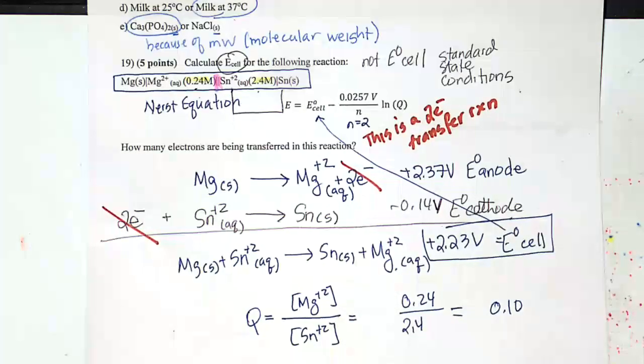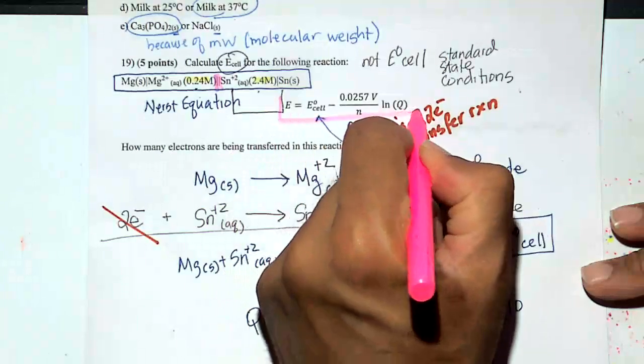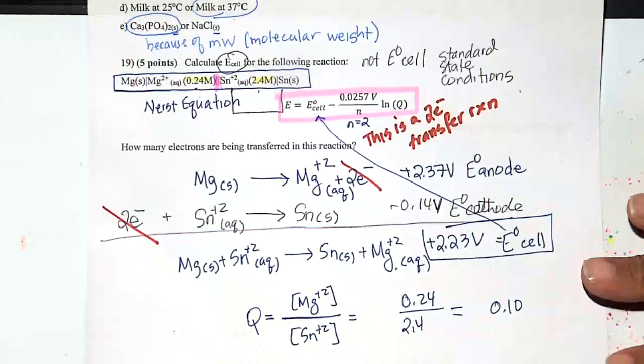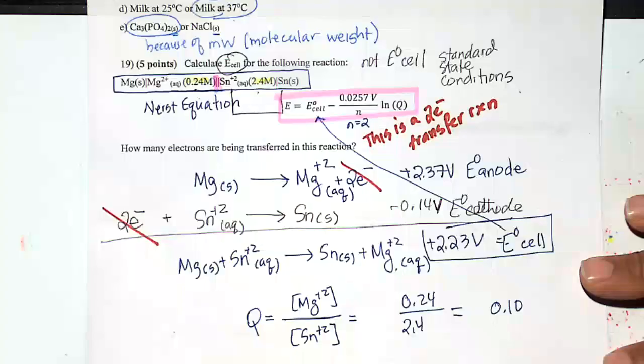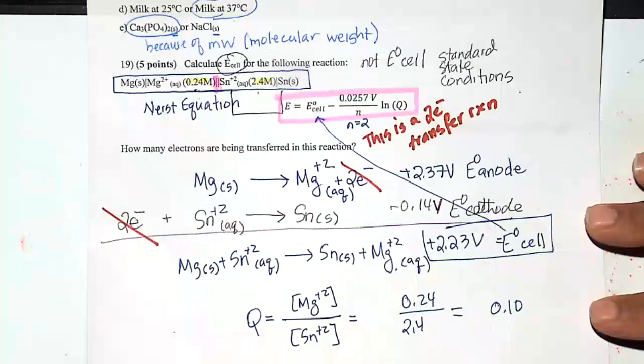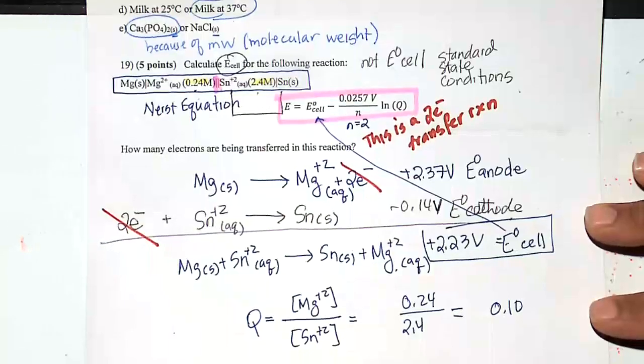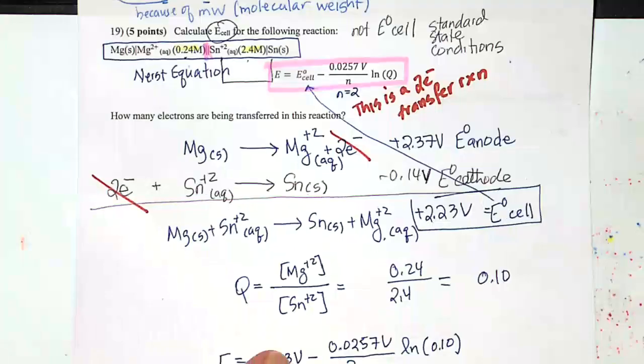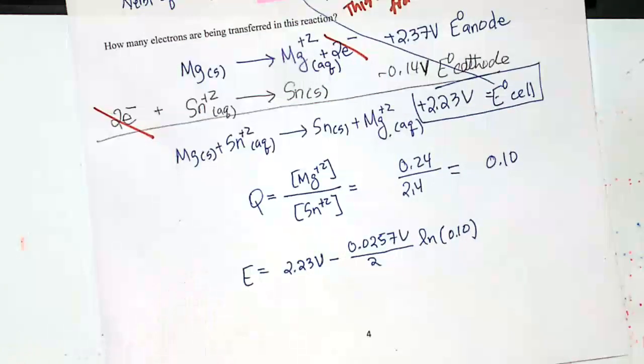All right, and now we have everything to plug it in, so this will be plug and play into the Nernst equation. E is equal to E cell standard, which is 2.23 volts, minus 0.0257 volts divided by 2, natural log of Q, and we just calculated Q, products over reactants, as 0.1.